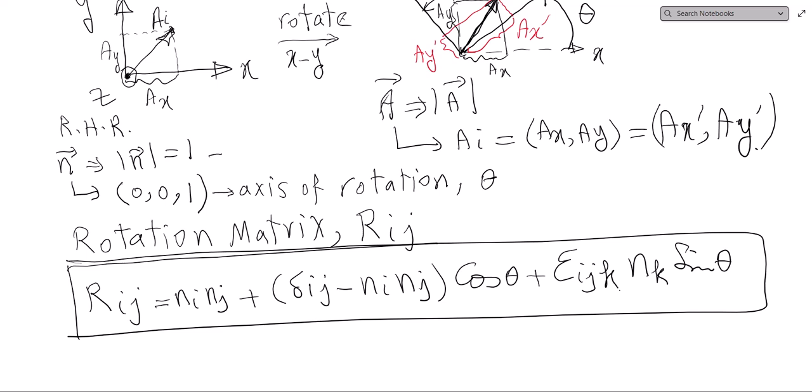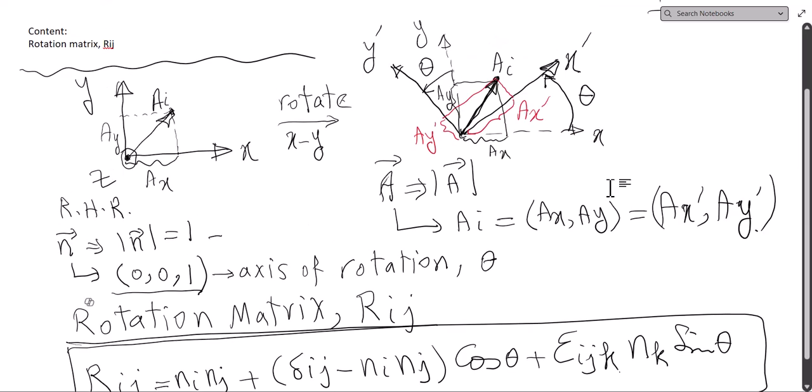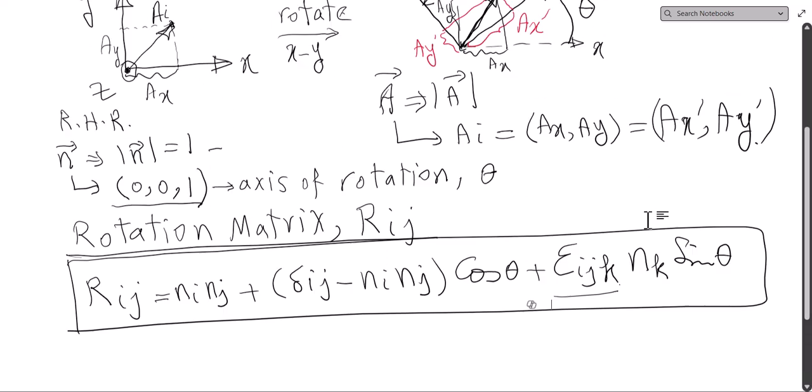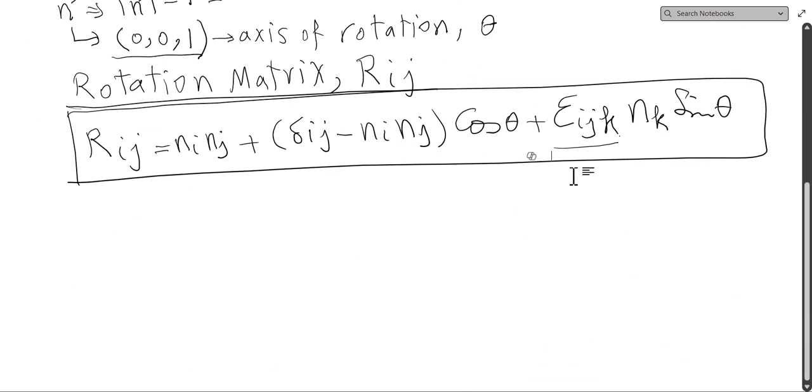So n is the direction that we are rotating about. As I mentioned, for this case it is 0, 0, 1. Cosine theta is the cosine of the angle of rotation, and this epsilon_ijk is the permutation symbol that I described in the first part of the introduction. So let's work it out for this one.